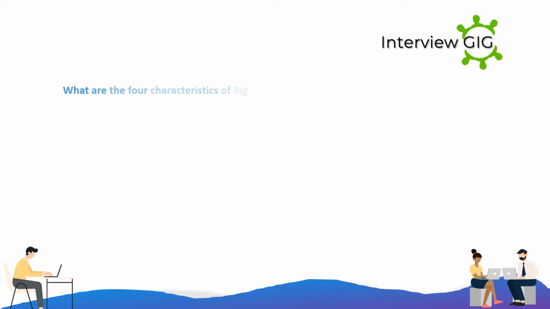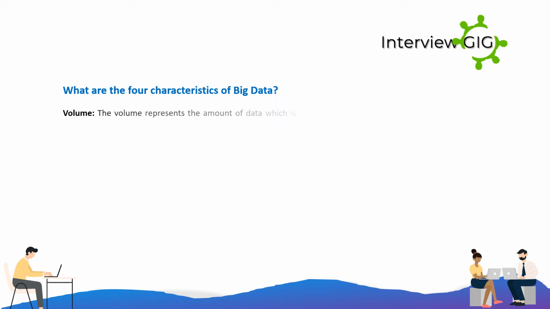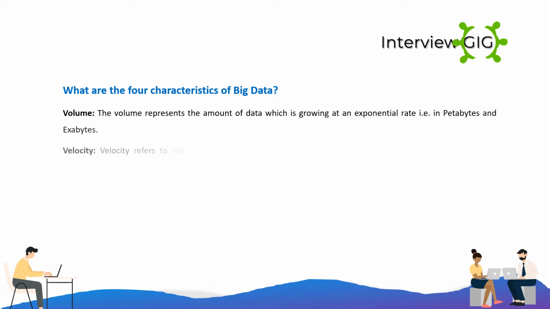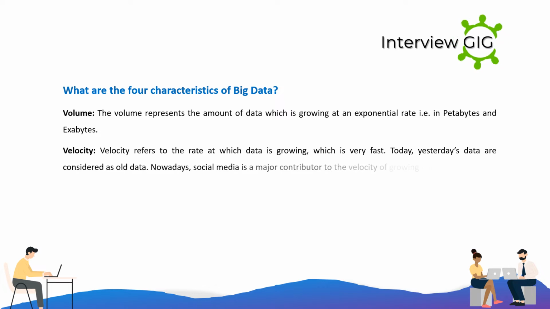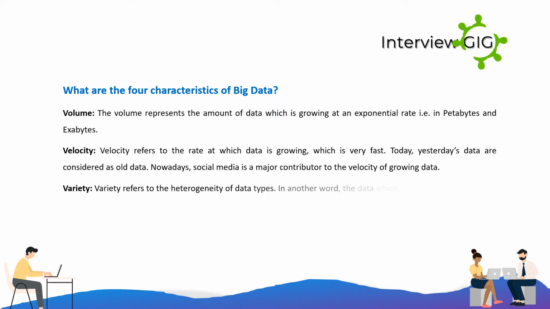What are the four characteristics of big data? Volume. The volume represents the amount of data which is growing at an exponential rate, that is in petabytes and exabytes. Velocity. Velocity refers to the rate at which data is growing, which is very fast. Today, yesterday's data is considered old data. Nowadays, social media is a major contributor to the velocity of growing data.